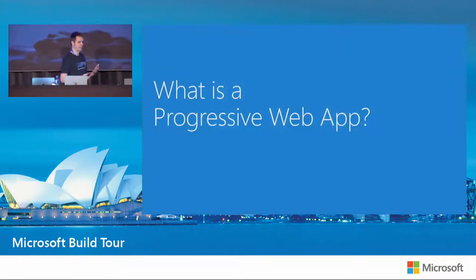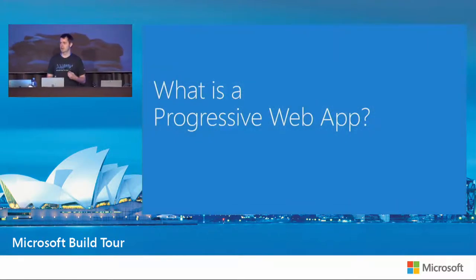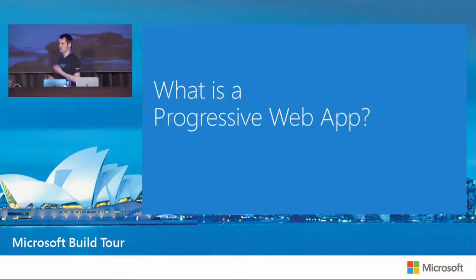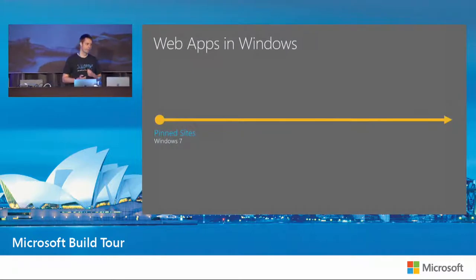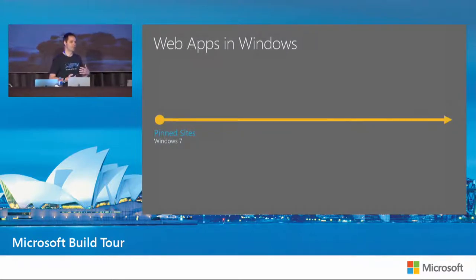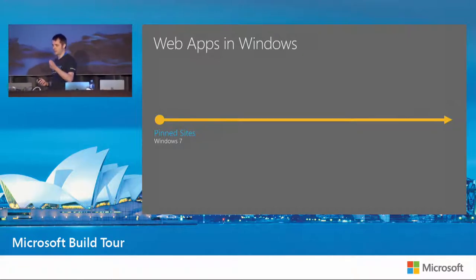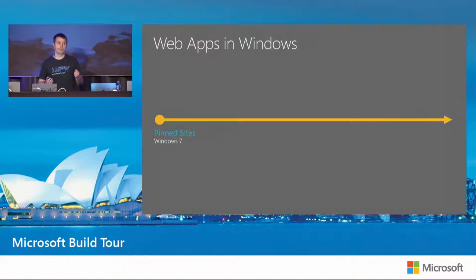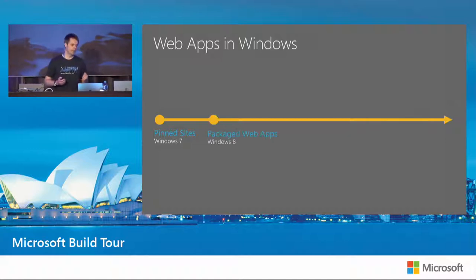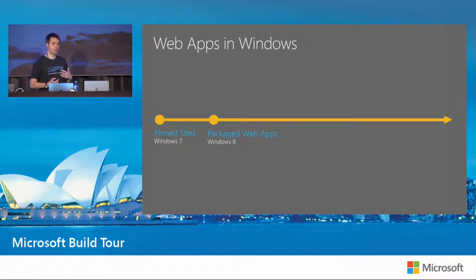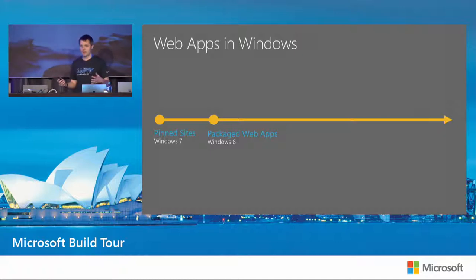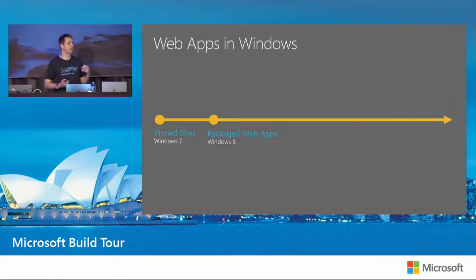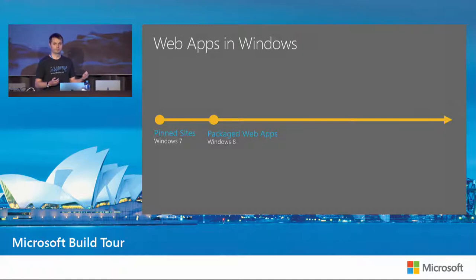But what actually is a progressive web app? Well, to help answer that, I want to give you a brief history on some of the platform features we've introduced in recent versions of Windows. So back with Windows 7, we introduced the simple concept of being able to pin websites. So you could pin a site to your taskbar in exactly the same way as you could do with a native app. Now, with Windows 8, we introduced packaged web apps. So you could take all of those web assets, bundle them up into an app package, and submit to the Windows Store, again, in exactly the same way as a native app.